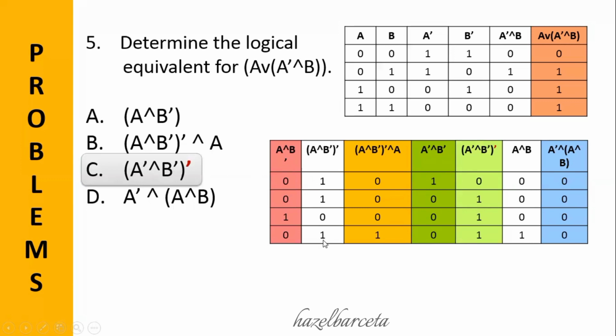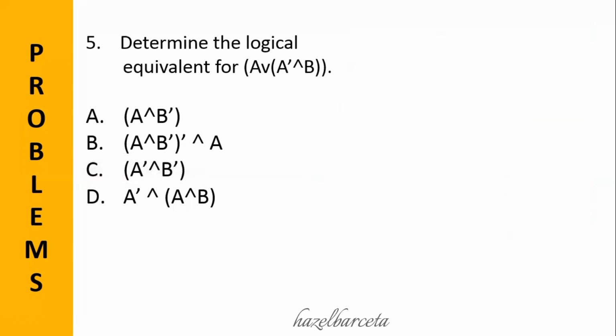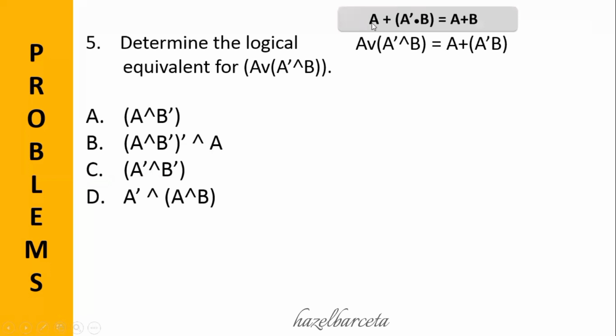Mas makikita po natin ito dito sa ating second solution using the rules or laws. So, okay, copying this one, it is equal to ang ating OR ay plus at ang ating AND ay multiplication. So, A plus the quantity of A prime times B. Okay? So, we have this formula, distributive, A plus A prime times B. So, siyang siya. The simplified form will be A plus B.